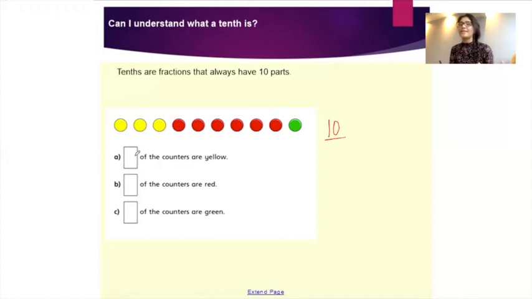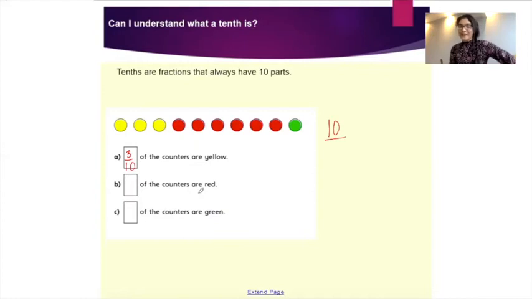So we have to write this as a fraction. So how would you write that 3 out of 10 of the counters are yellow? Think back to your fraction knowledge. It would look like that. And instead of saying 3 out of 10 of the counters are yellow, because that is quite a mouthful, you can just say 3/10 of the counters are yellow.